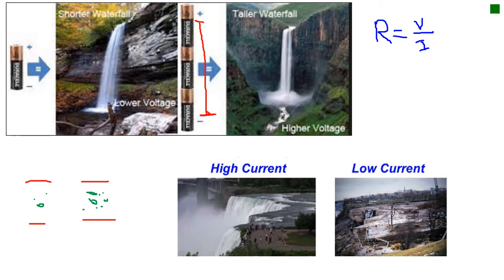So resistance is like driving on a road and having a lot of potholes, right? That's going to cause you to slow down. Just as this is going to cause water to slow down, or potholes are going to cause cars to slow down, resistance decreases the amount of current.